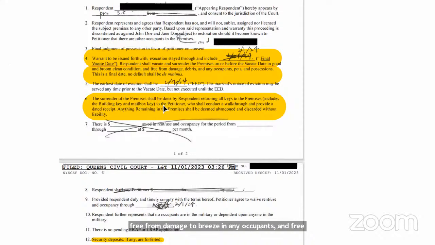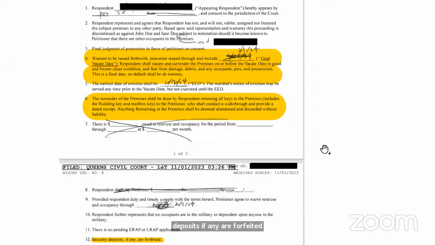The surrender of the premises shall be done by respondent returning all keys to the premises, including the building key and the mailbox key, to the petitioner, who shall conduct a walkthrough and provide a dated receipt. Anything remaining in the premises shall be deemed abandoned and discarded without liability. Security deposits, if any, are forfeited.